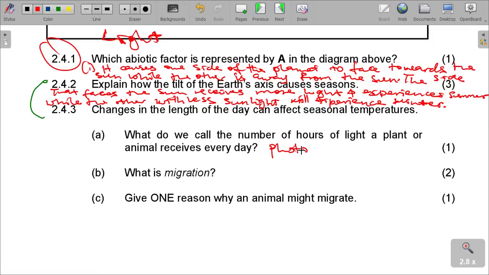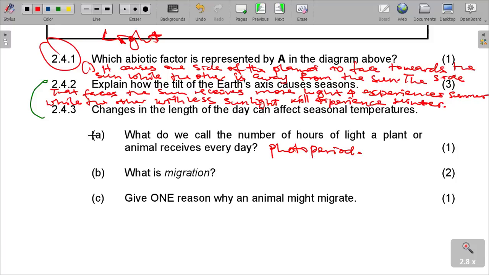The number of hours of light a plant or animal receives every day is called the photoperiod. Photo means light, therefore photoperiod means the period of light which the plant or animal receives. And then, what is migration?